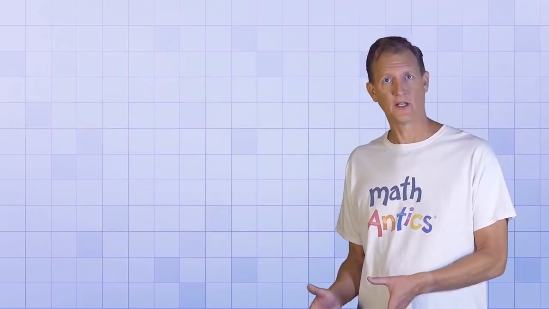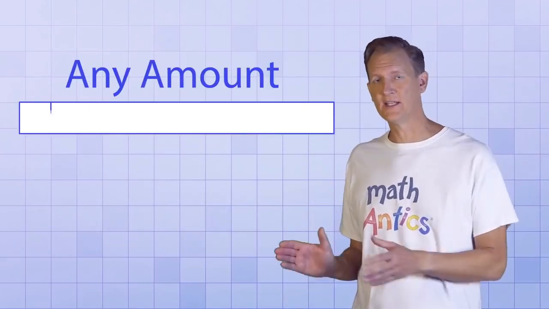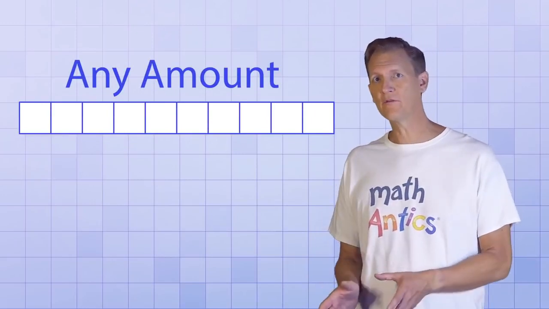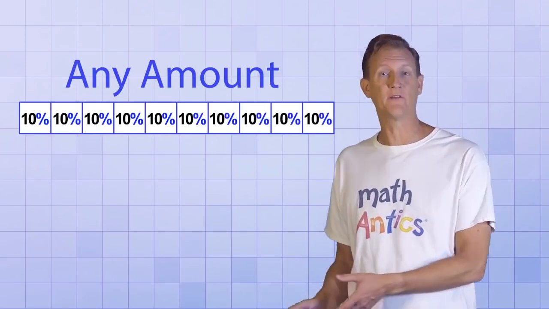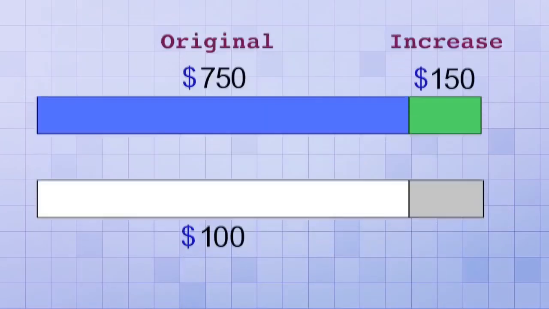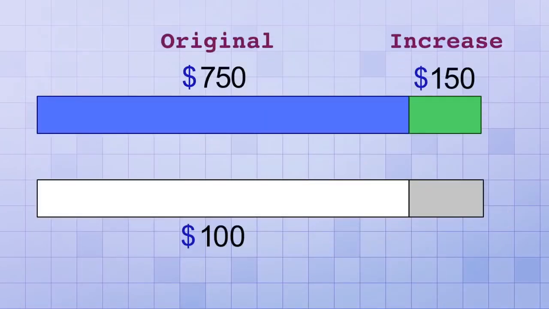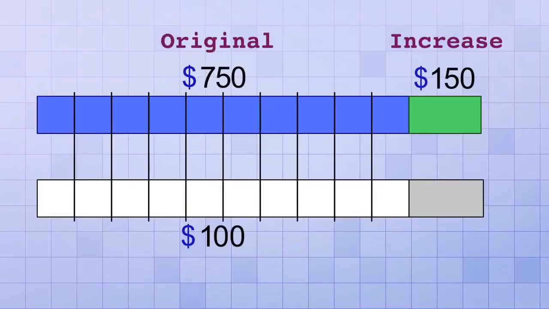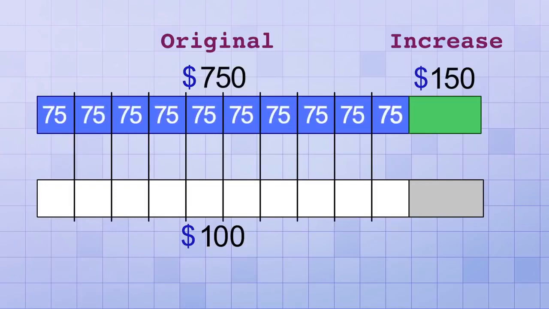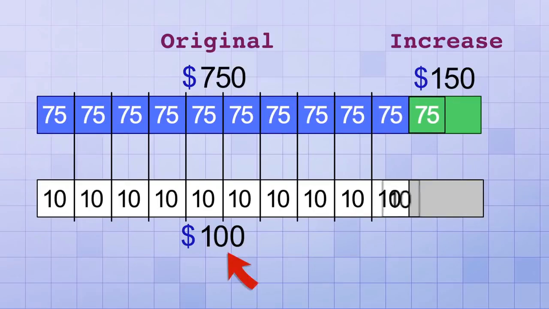By definition, if you divide any amount up into 10 equal parts, then each one of those parts will be 10% of the original amount. So, if you divided the original $750 up into 10 equal amounts, each of those amounts would be $75. That means that a $75 increase would be equivalent to a 10% increase.